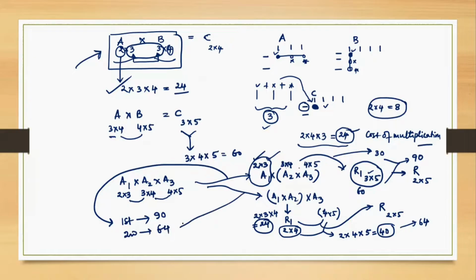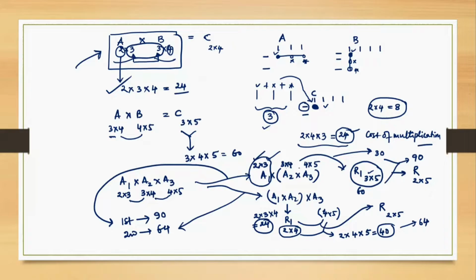So we get the same result, that is R, with the dimension 2 cross 5 in both the cases, and we are getting different values of the cost of multiplication. In the first case, it is 90, the second case, it is 64. So why shouldn't we go for the minimum cost of multiplication? If I get the same result in both the cases, that is R with the dimension 2 cross 5, why should we put extra effort? We shouldn't put extra effort. We have to go with the combination of the multiplication where the cost is minimum.